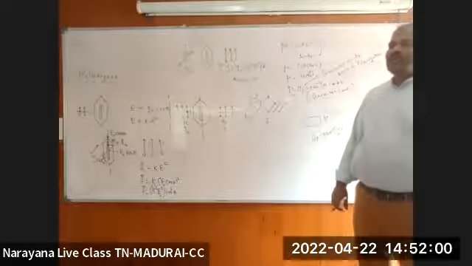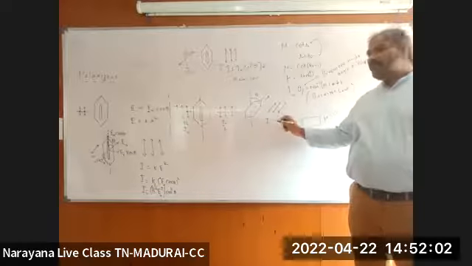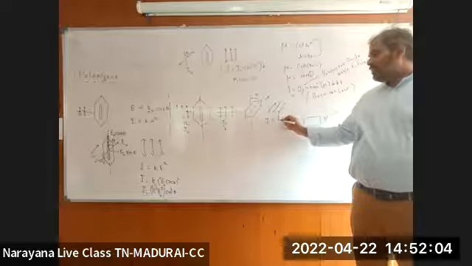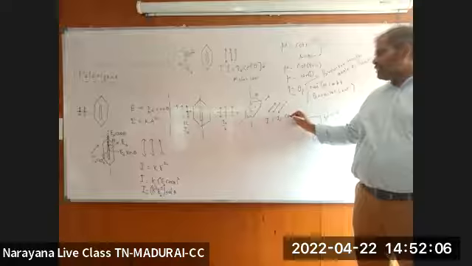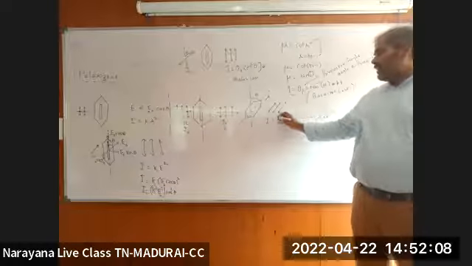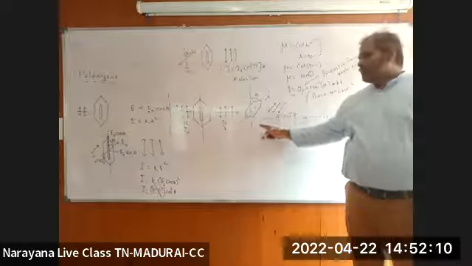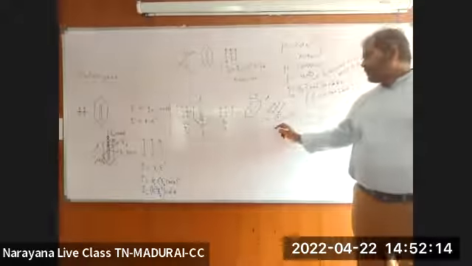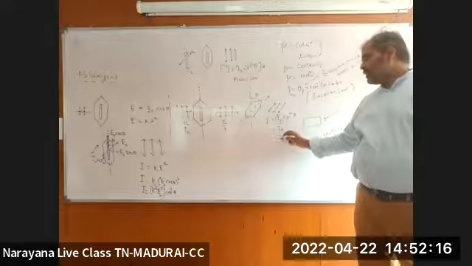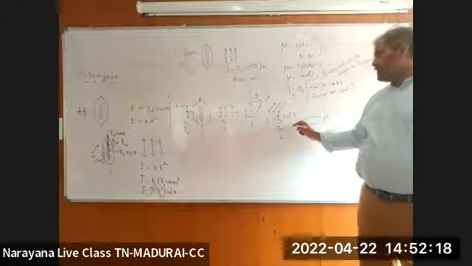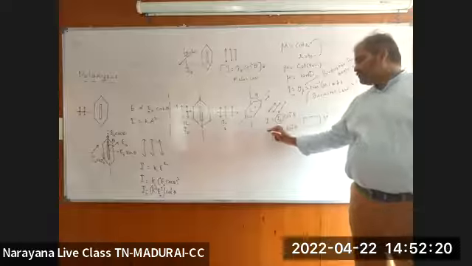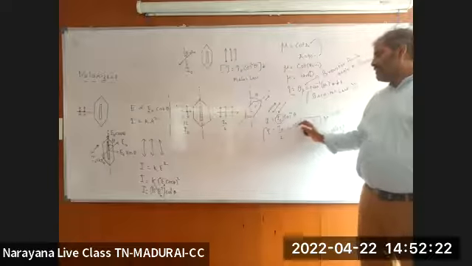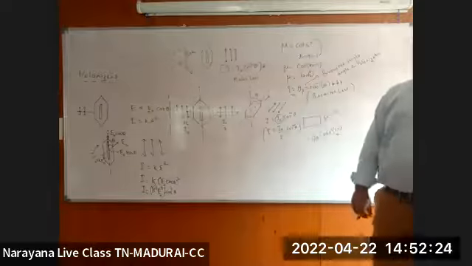Intensity of this transmitted light. What is the formula? According to the law of Malus, I naught into cosine square theta. But I naught value, how much? Angle of incidence is not I naught. It is I naught by 2. So we have to substitute what here? I naught by 2 into cosine square theta. Okay, so like this, direct questions will come.